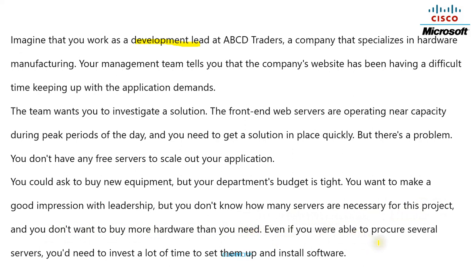Even if you were able to procure several servers, you would need to invest a lot of time to set them up and install software. So this is the situation you have got. First, you have limited money to spend, and you have to deal with this slowness. How would you do it? We will learn about this scenario one by one in this video and the coming videos also.